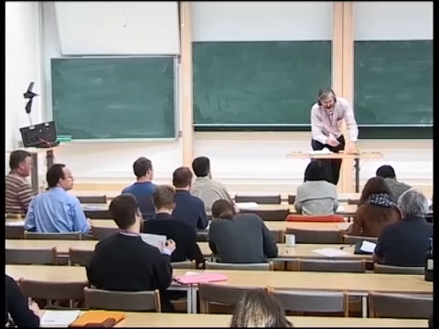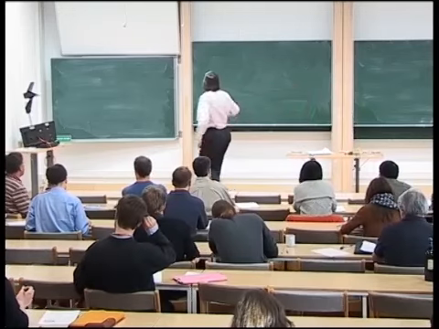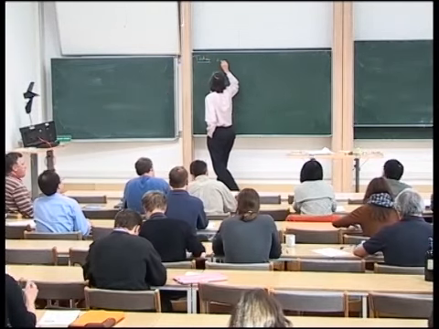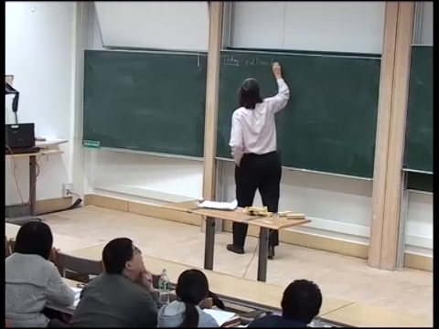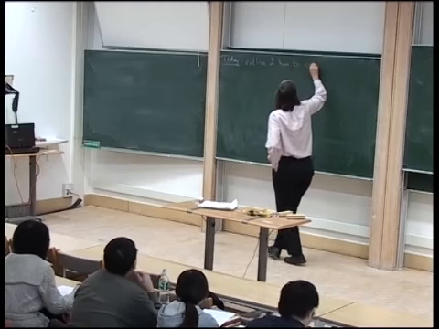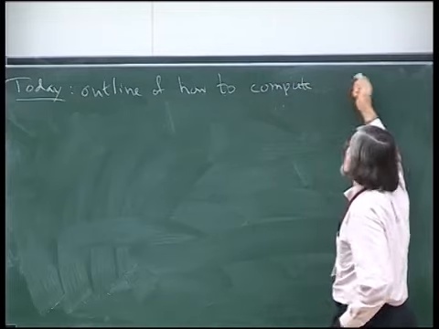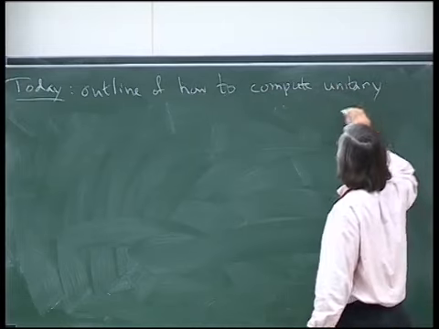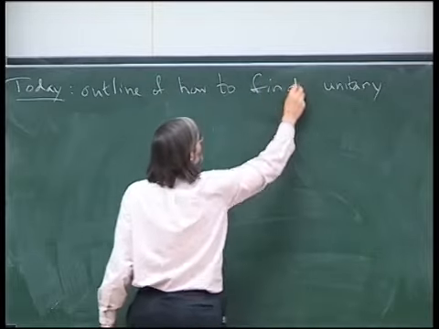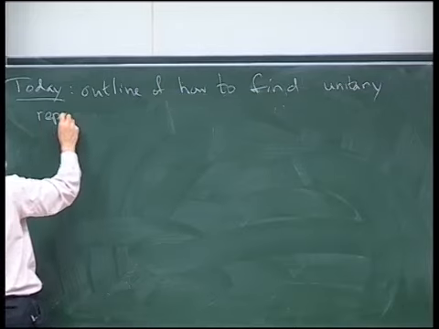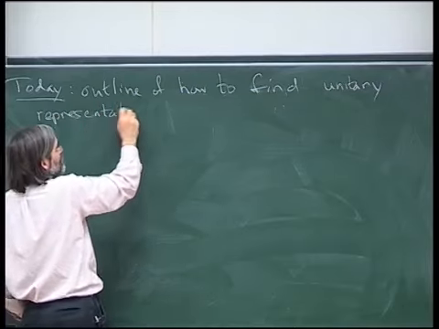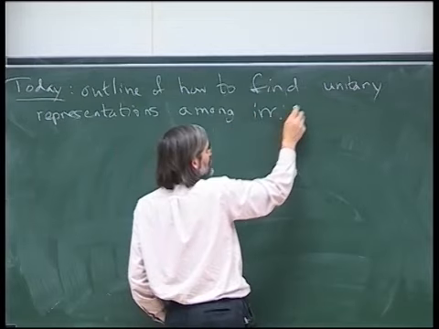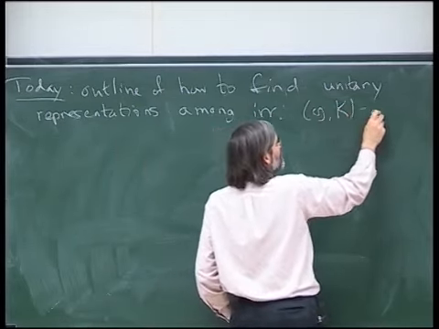So what I'd like to do today is give some sort of outline of how to find unitary representations among these irreducible GK modules.